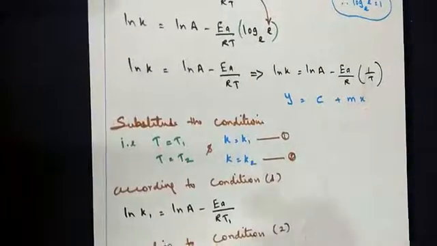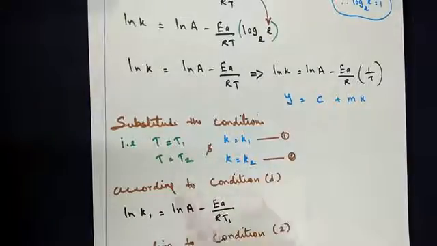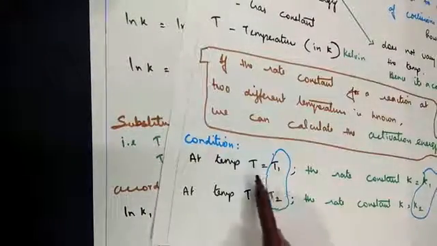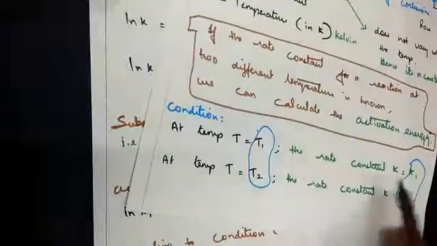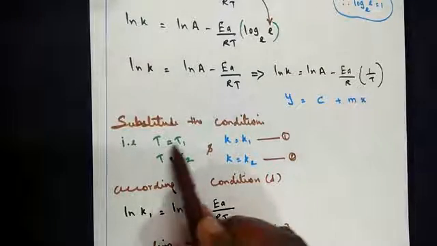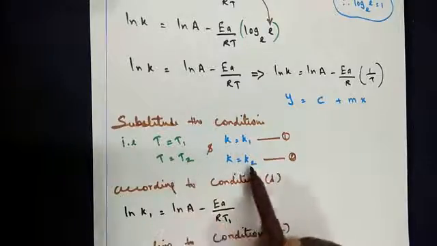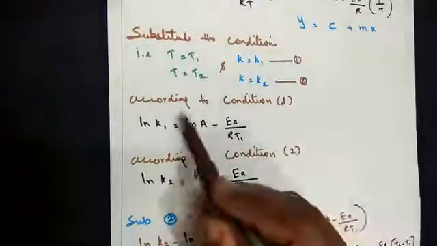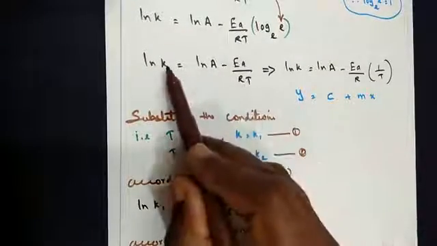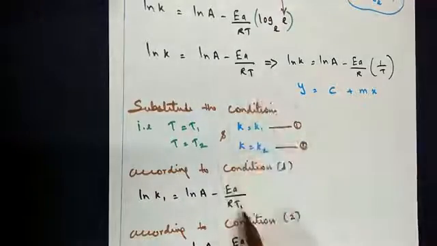Now we are moving to substitute to calculate the activation energy. We require two different conditions. So substitute the condition we have considered, T to be T1, T to be T2, so K to be K1 and K to be K2 under different conditions. So when T is equal to T1, K is equal to K1. When T is equal to T2, K is equal to K2. So according to condition 1, where the same formula we are taking, wherever you have got a K, write it as K1. Where you've got T, write it as T1.